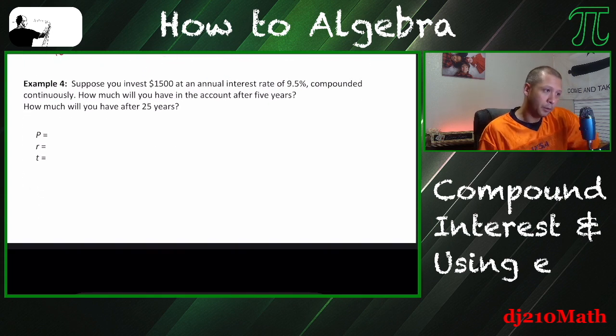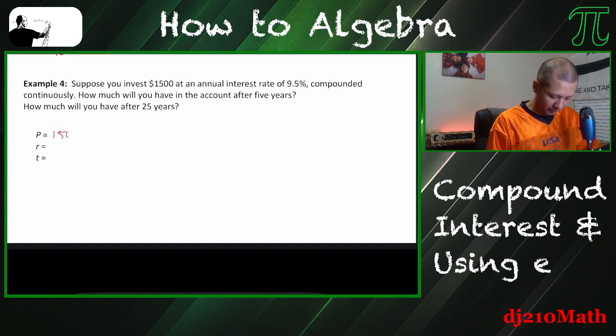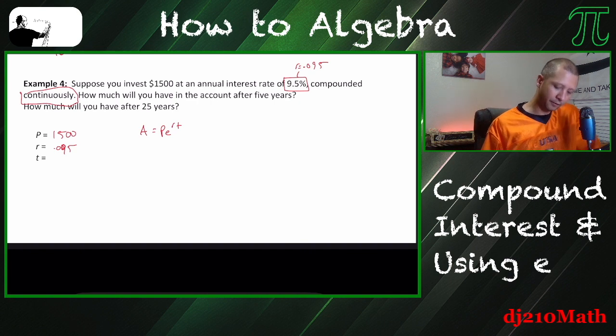All right, the last example. Suppose you invest $1,500. So again, this is my starting value. At an annual interest rate of 9.5, so R is going to be 0.095. Compounded continuously. So I know it's going to be A equals PERT. How much we have after 5 years? So T is equal to 5. And then how much we have after 25 years? T is equal to 25.